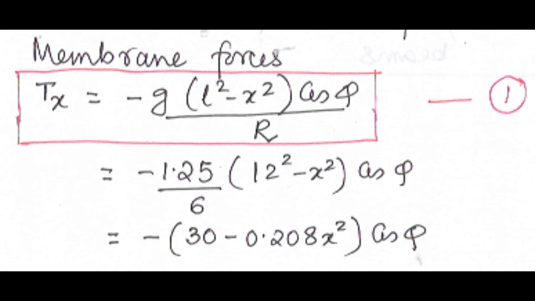Then within the bracket, L: 2L is the span, which is given as 24 meter. So L will be 12, so 12 square minus x square, bracket close, cos phi. As I have shown you earlier also, first you find the generalized equation and keep the equation that way. After that, according to our need, we put some specified value and get the answer. So the membrane force Tx finally is (30 minus 0.208 x square) into cos phi.